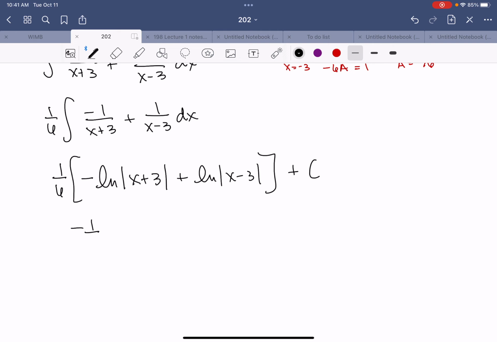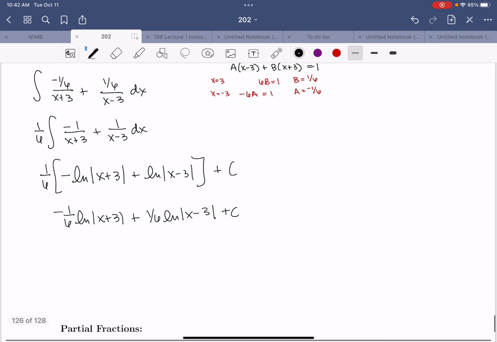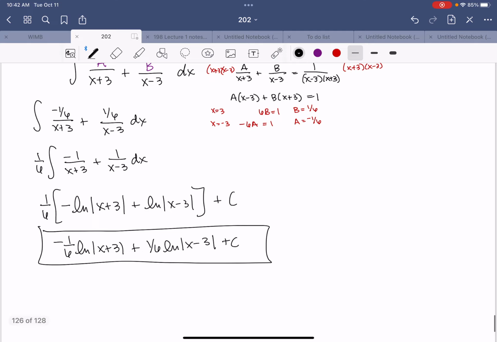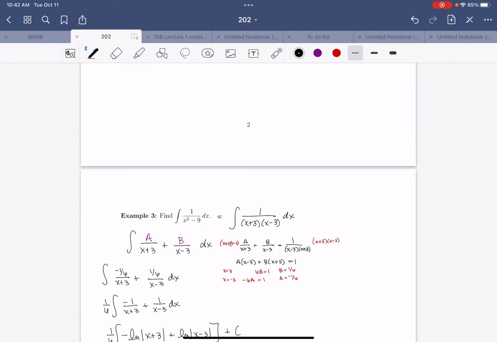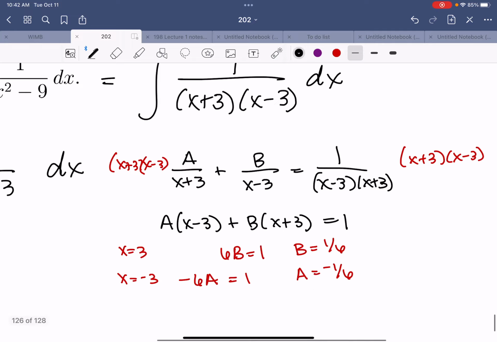So you get -1/6 natural log x plus 3 plus 1/6 natural log x minus 3 plus a constant. And again, if you want to put those back together in a single log, you can. But this answer is completely fine. Okay. Now notice that each of the examples here that we did were linear factors, right? Underneath the fractions, I had linear terms, ax plus b's, which means above them we put a constant, okay?